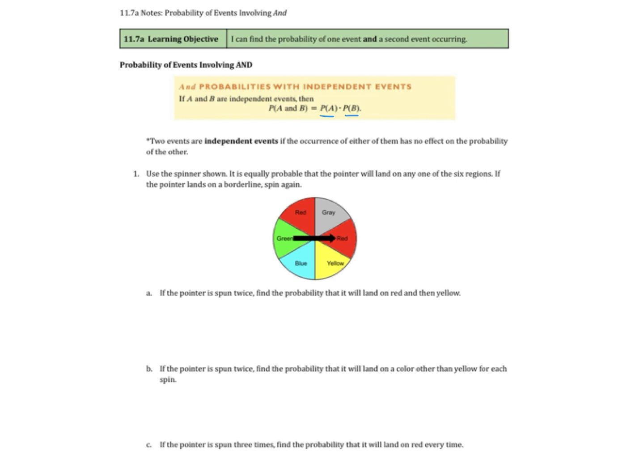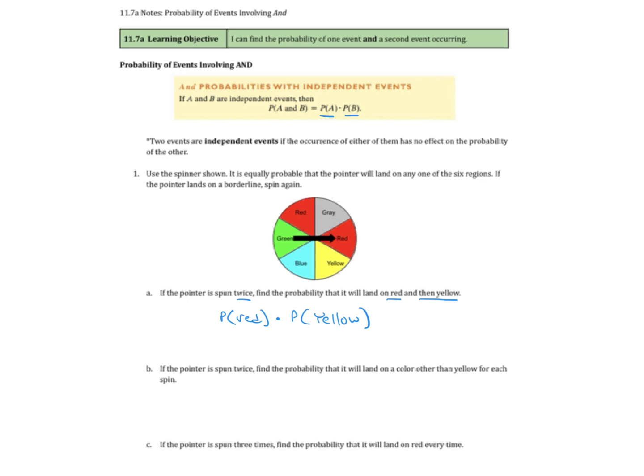So let's take a look at this spinner. If the pointer is spun twice, find the probability that it will land on red and then yellow. We're going to find the probability that it lands on red, and we're going to multiply that by the probability that it lands on yellow. And that will be the probability of both of those events occurring.